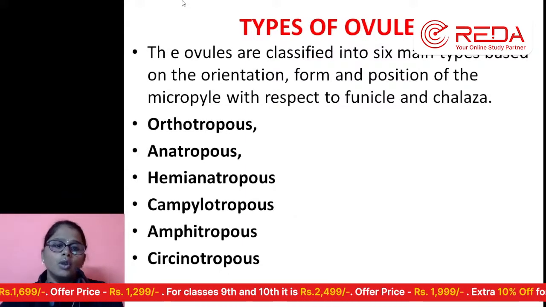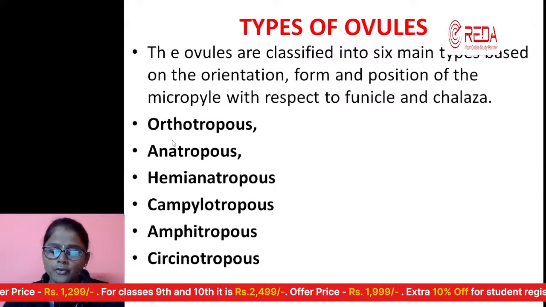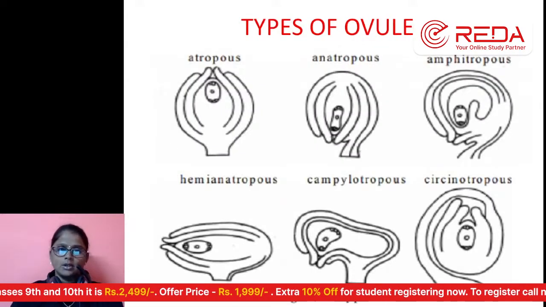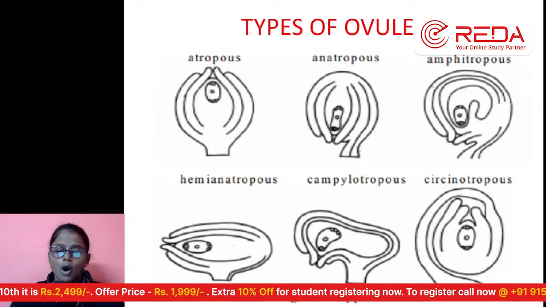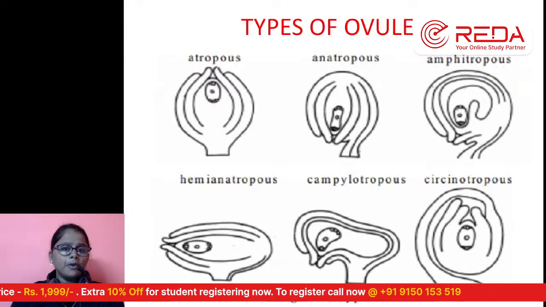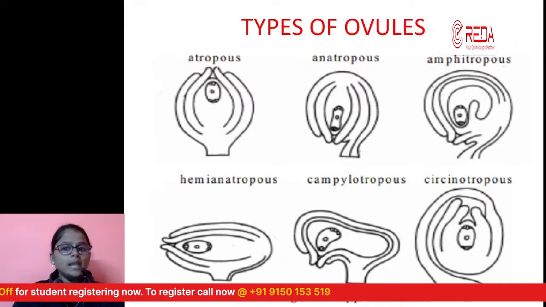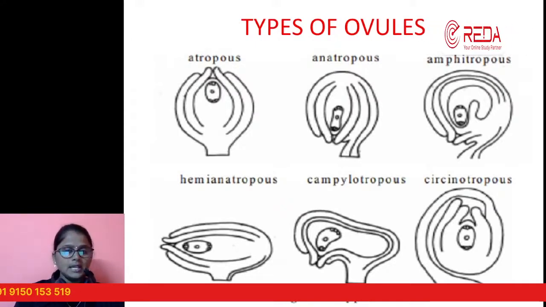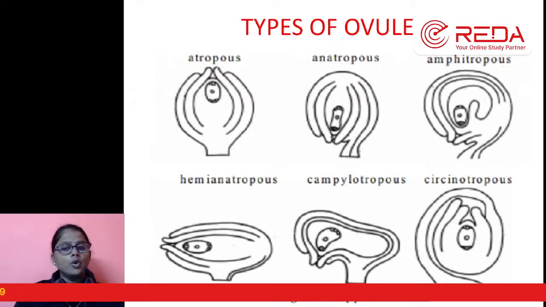Let me discuss them one by one. First, I would like to discuss the atropous, which you also call orthotropous. That is the first type of ovule. The second type is anatropous. The third is amphitropous. The fourth is amphitropous, anatropous. The fifth is campylotropous. And the sixth is circinotropous.